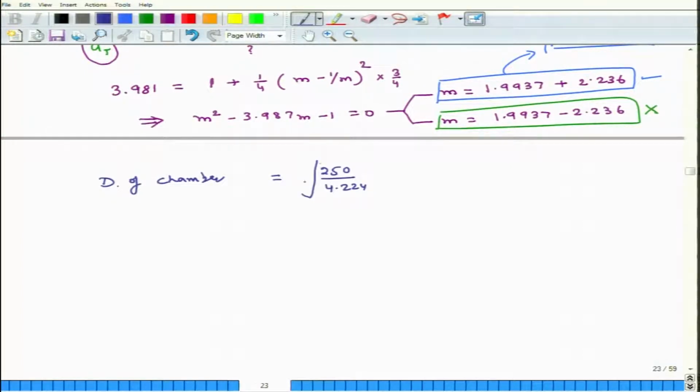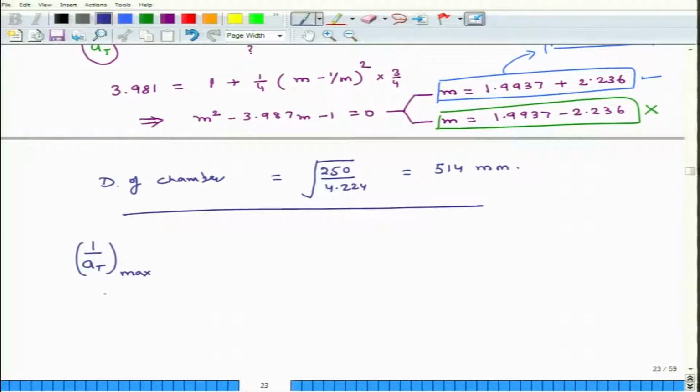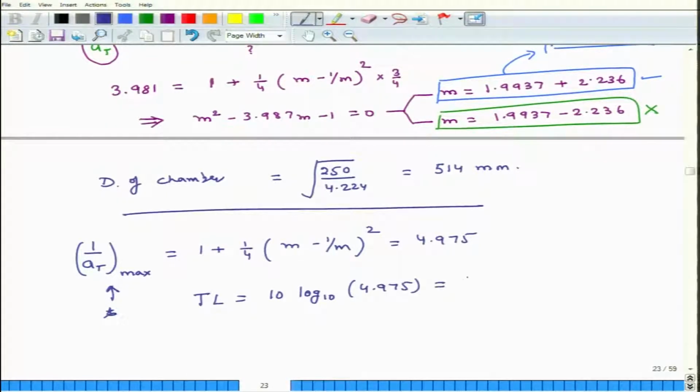So, d of chamber is 250 divided by 4.224, the whole thing under square root, and this gives us 514 millimeters. Okay. 514 millimeters, and for this value of d, my AT max, and this will happen at the midpoint frequency. So, what is the value of the maximum transmission coefficient? This will be equal to 1 plus 1 by 4 m minus 1 by m whole square, and that is equal to 4.975. So, transmission loss equals 10 log 10 of 4.975, and that equals 7 dB.